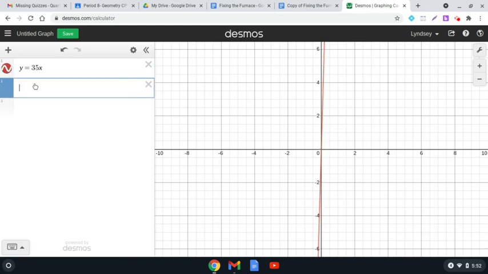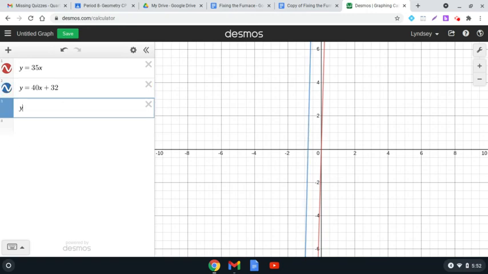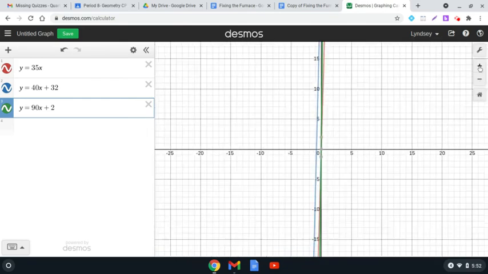I would click on the space under it and put in my next equation. So let's just pretend this was my equation. Okay, that's not actually your equation, but just pretend. Then I would type in my third one right below it. Okay, and then I can use these. Now I have all 3 equations graphed, and I can use these to zoom in, zoom out.